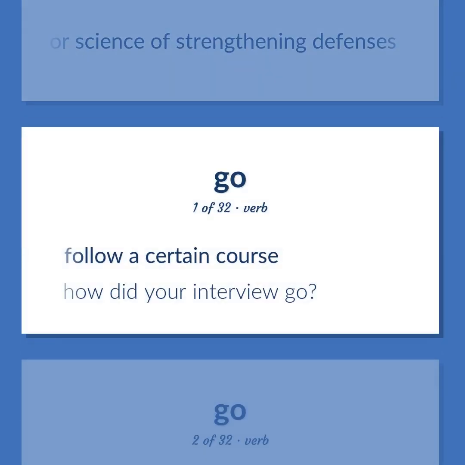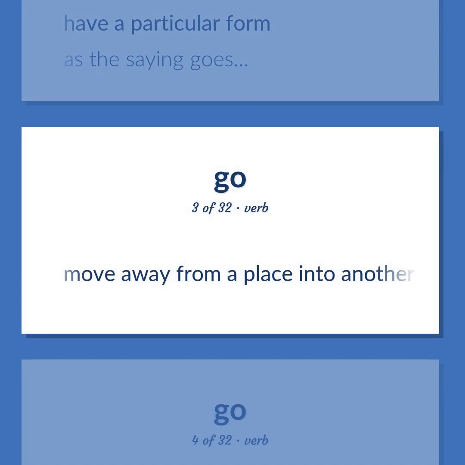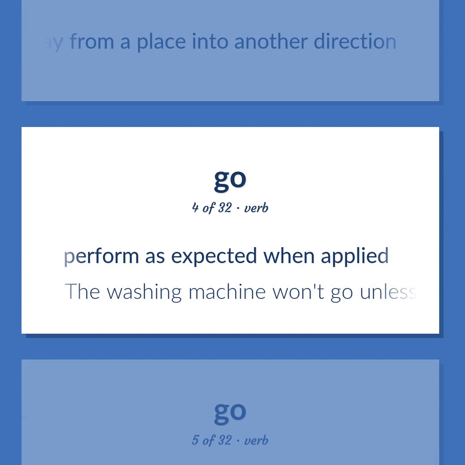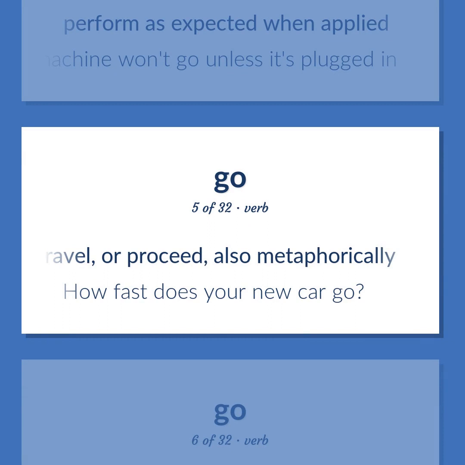Follow a certain course. How did your interview go? Have a particular form. As the saying goes, move away from a place into another direction. Perform as expected when applied. The washing machine won't go unless it's plugged in. Change location. Move, travel, or proceed, also metaphorically. How fast does your new car go?